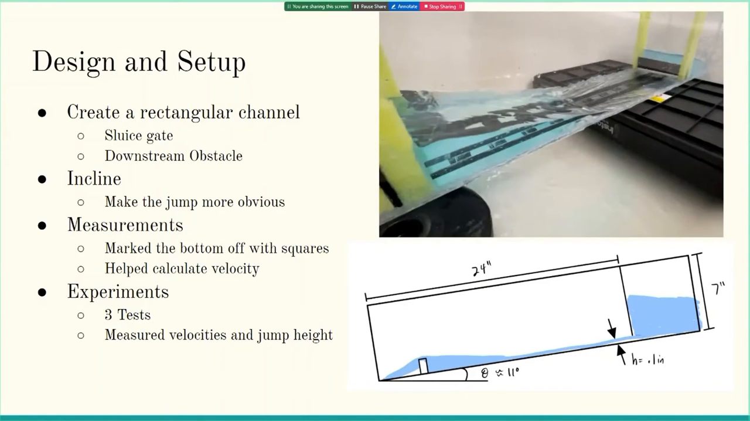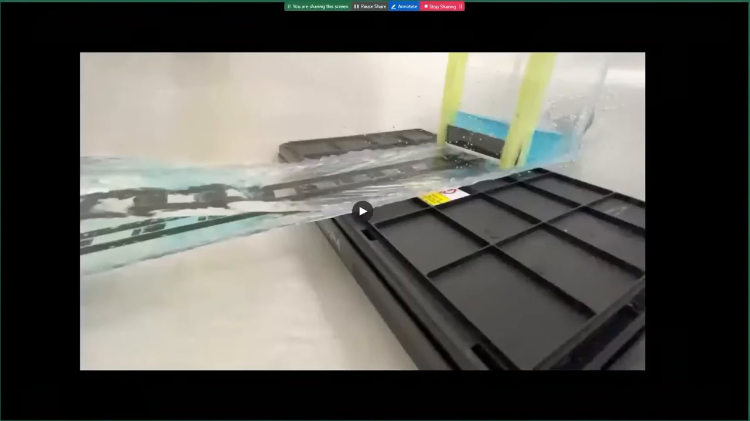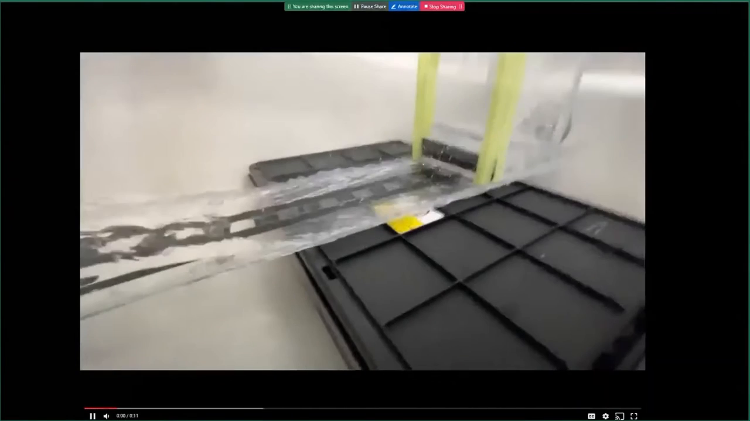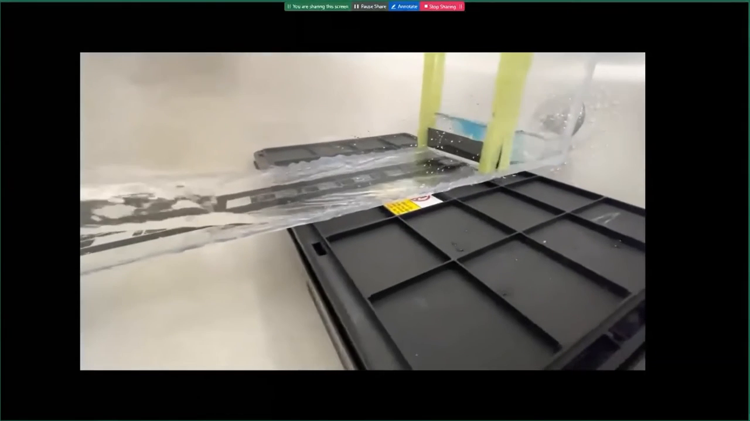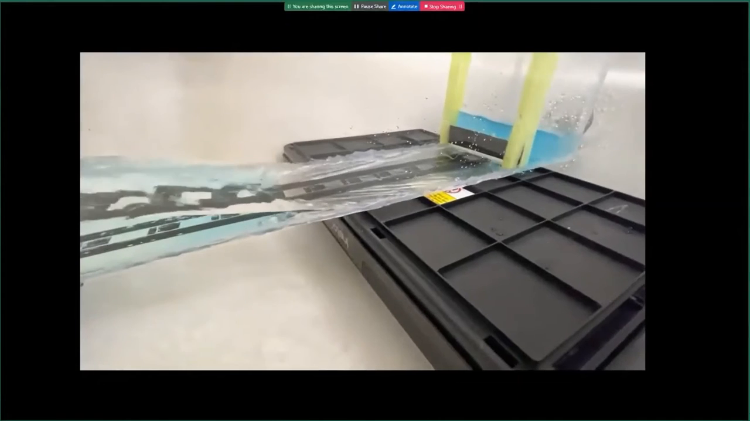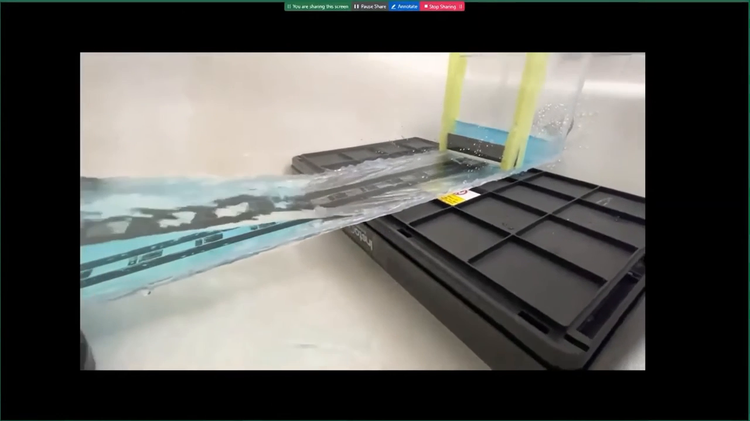Here's our design in action. Here you can see the supercritical flow, which has a height of about 1 inch, 0.1 inch in thickness, and the abrupt height change in the jump.